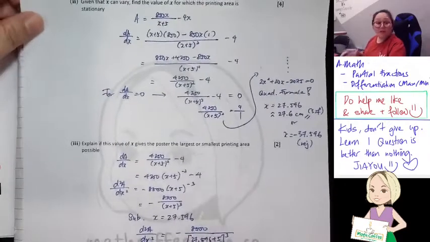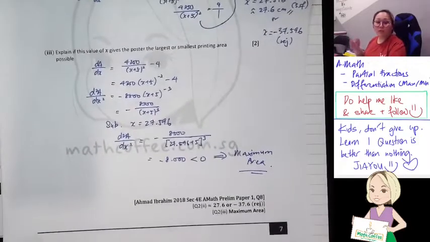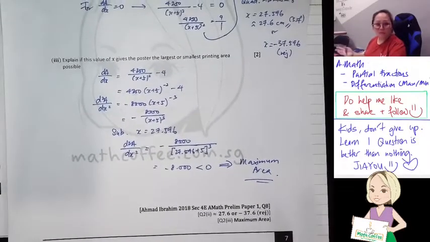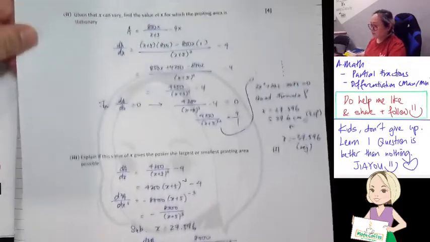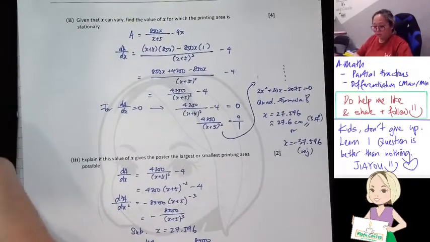They did not ask us to find the maximum area. They only ask you to determine whether it is a maximum or minimum area. So I do not need to sub into the original A to find my maximum area. Understand? So this is question 2.